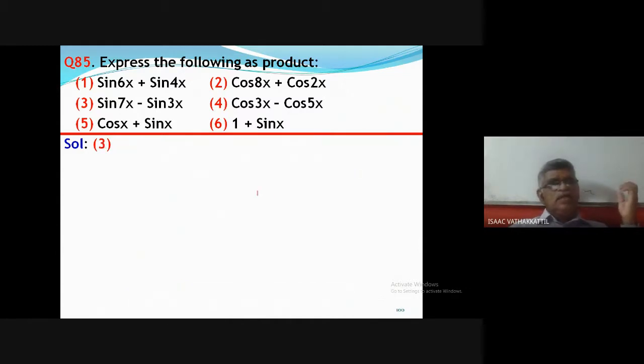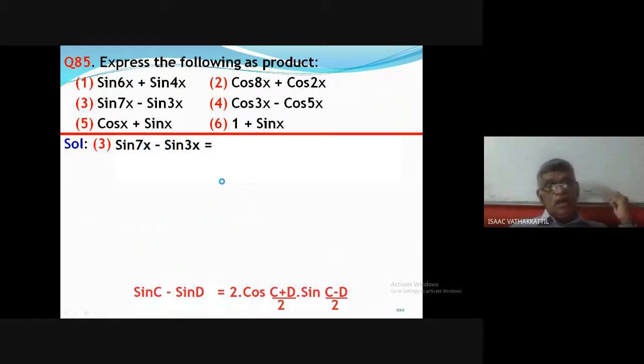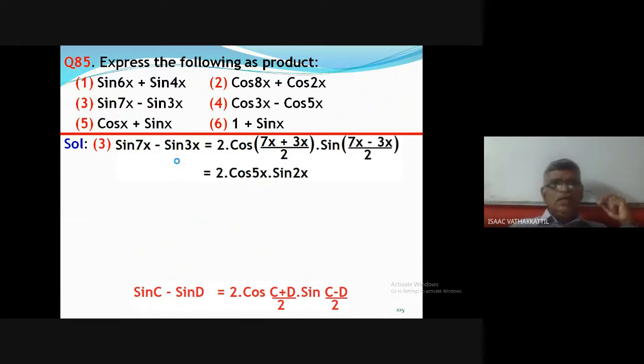Third one is sin C minus sin D. 2 cos into sin. 2 cos 5x into sin (7x-3x)/2, that is 4x by 2, that is again 2x. 2 cos 5x into sin 2x.